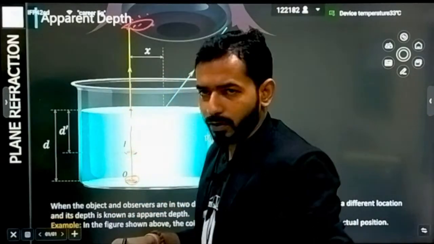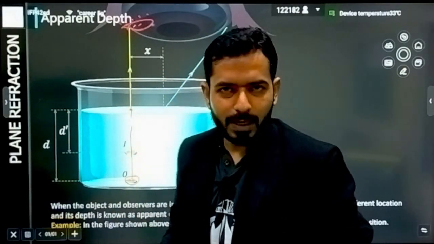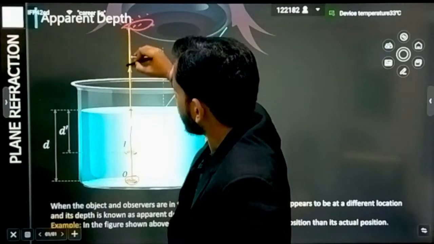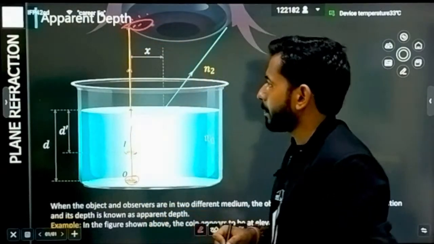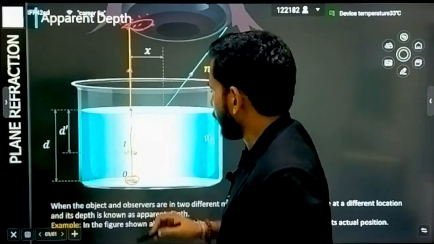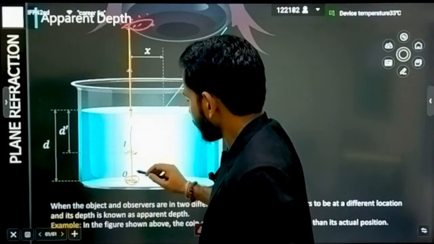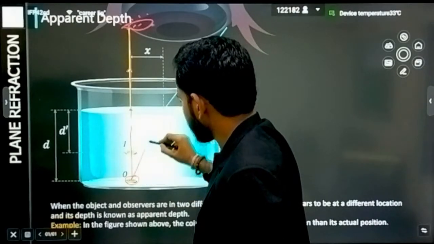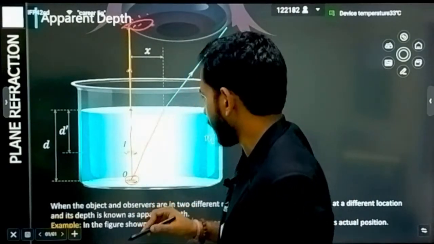If angle of incidence is 0, angle of refraction will also be 0. Snell's law bhi laga lo, check kar lo. So it will pass directly without any disturbance, like this. Correct? Now what will be happening with the second ray? I have taken a different ray at some angle.